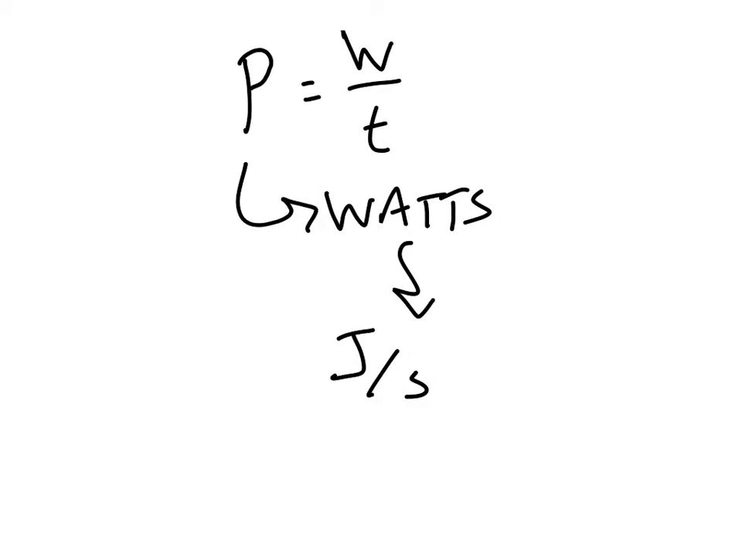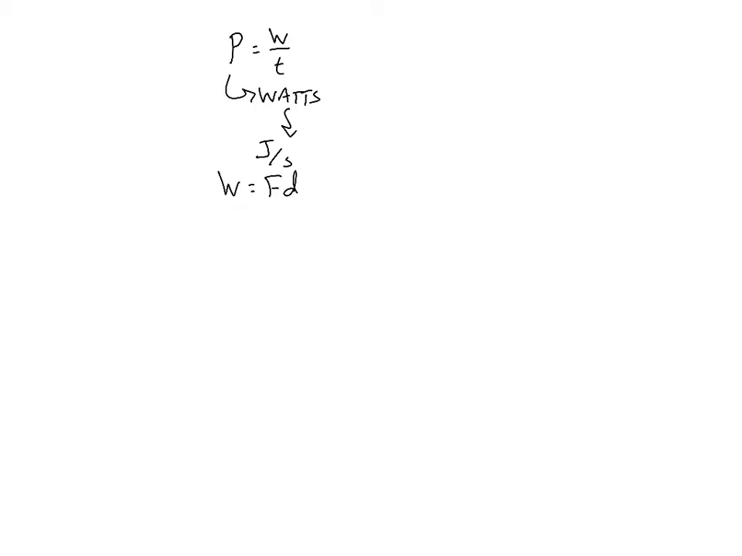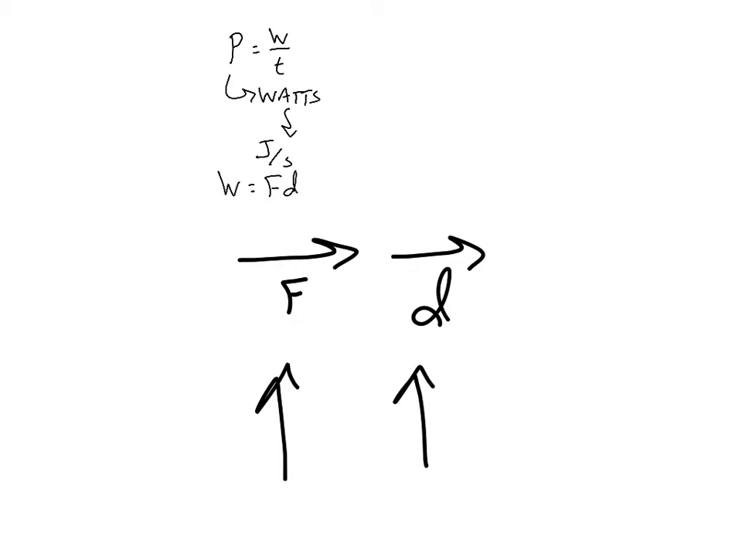Work is going to be force times displacement, but the only way you do work is if the force and the displacement are in the same direction. So for work to be done, I need to push something to the right and it has to move to the right. Or I have to push something up and it has to move up. Those are all examples of me doing work on an object.